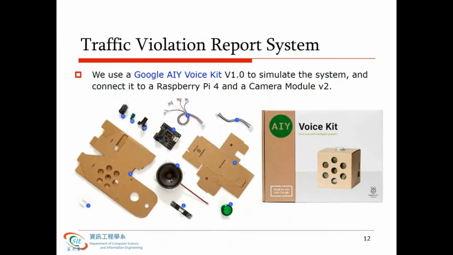We use a Google AIY voice kit to simulate the traffic violation reporting system and connect it to the Raspberry Pi 4 Model B and a camera module. This voice kit contains an arcade-style push button, a voice hat accessory board, a microphone board, and a 3-inch speaker.